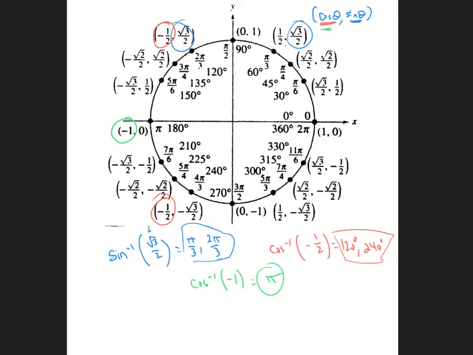Now, one last thing before I stop the video. Whenever you're finding these inverse trig functions using the unit circle, I'm only going to give you values that are actually on the unit circle. There's not going to be any find an inverse cosine of 2/3 using the unit circle. If you have a value that's not on the unit circle and you're trying to find the inverse trig function of that, it will require a calculator, and you would use a calculator for that.